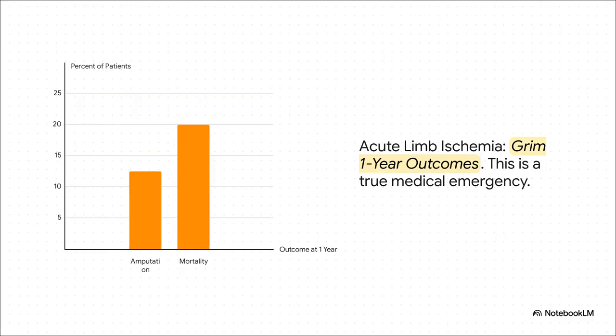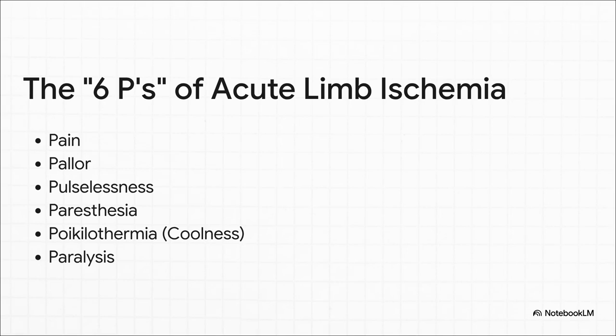Within 1 year of one of these acute events, you're looking at a 10 to 15% amputation rate and a 20% mortality rate. This is not just about saving a leg. You are trying to save a life. You have to remember, time is tissue and time is life. So how do you spot it?